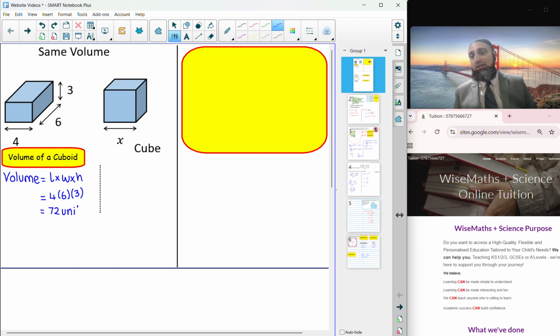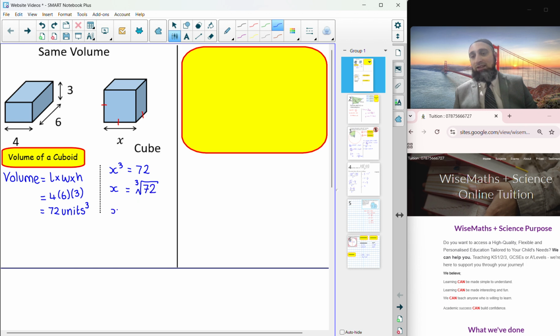Now, as we know this is exactly the same, we're going to have a look at this cube. All of the lengths and the dimensions are exactly the same. So if the width and also the height and also the depth are equal, this would be the equivalent of saying x times x times x, which is x cubed. x cubed is equal to 72 units cubed. Now the inverse of a cube is a cube root, so we'll say x is equal to the cube root of 72. Let's place this over here.